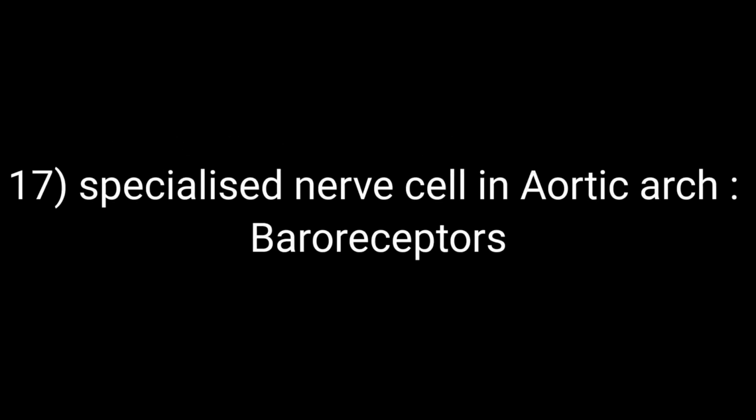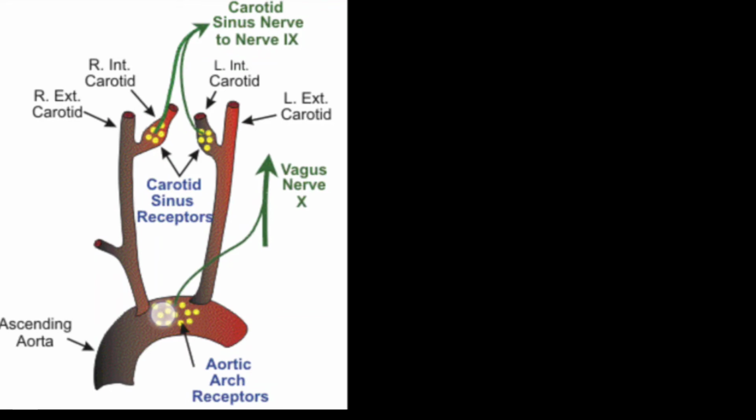Point number 17. Specialized nerve cells in the aortic arch: baroreceptors. Baroreceptors are mechanoreceptors located in the carotid sinus and in the aortic arch. Their function is to sense pressure changes by responding to change in the tension of the arterial wall. The baroreflex mechanism is a fast response to changes in blood pressure.